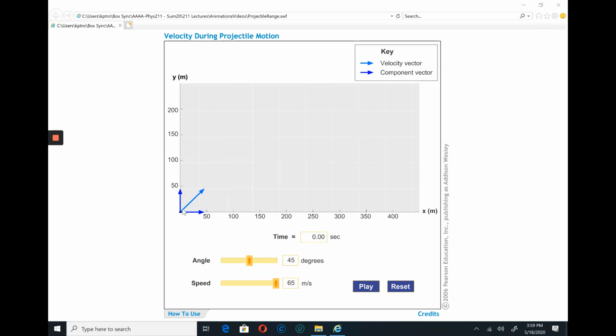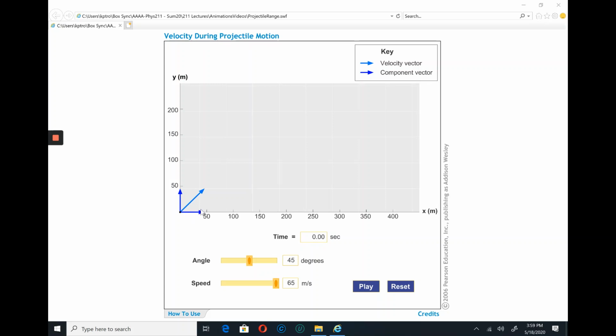The other 2 arrows, this one here is the vertical velocity of the ball, and the one here in the horizontal direction is a horizontal velocity, or the x velocity of the ball. So we got v sub y and v sub x basically showing. And as the ball moves through the air, I want you to watch these vectors. The horizontal vector, of course, will stay the same size.